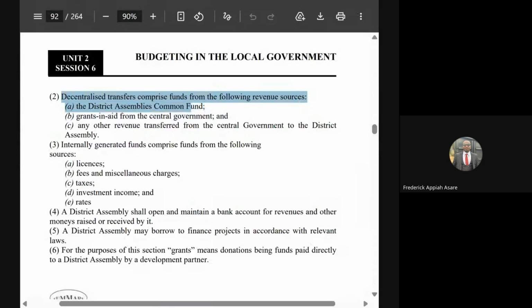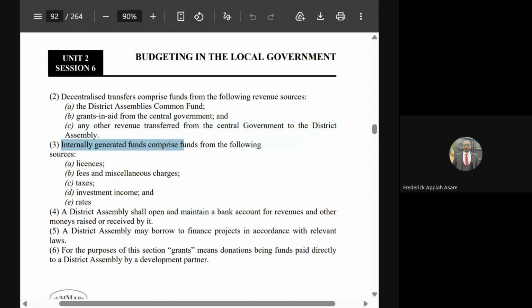Now, the decentralized transfer comprises the following. As I said, the district assemblies common fund. The law says that 5% of the tax revenue, the revenue that you have generated from tax, must go to the district common fund. So that also forms part of the decentralized transfers. Grants in aid from the central government, when the government gives them money in the form of a grant, also come from decentralized transfer, and any other revenue transferred from central government to the district assembly. So this is the composition of the decentralized transfer that I was trying to explain to you.